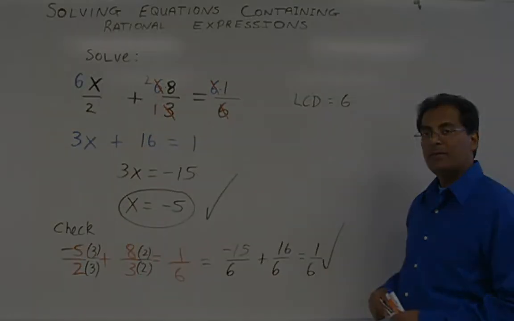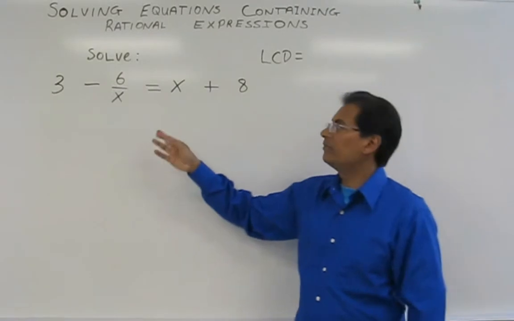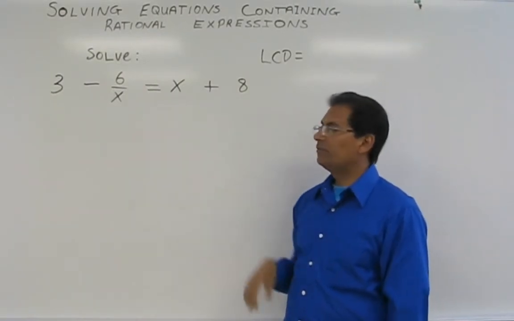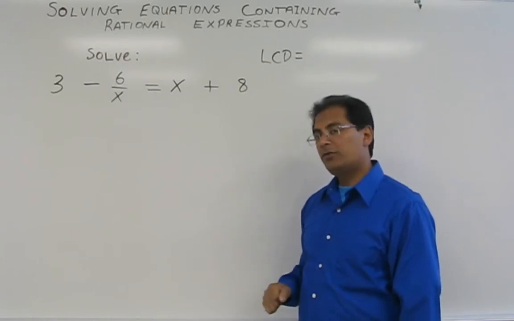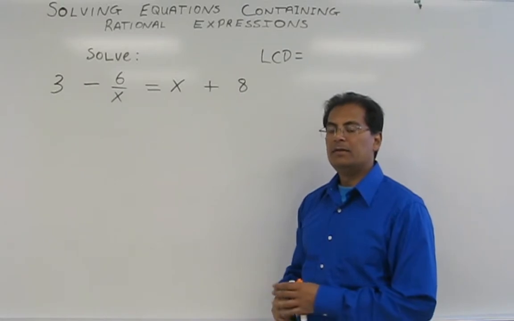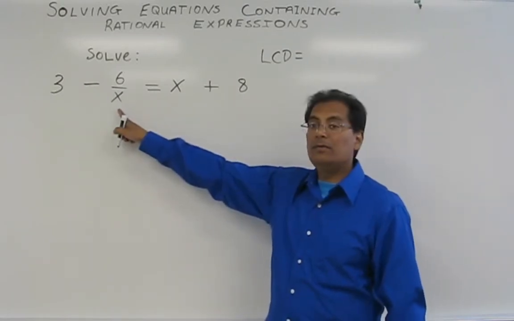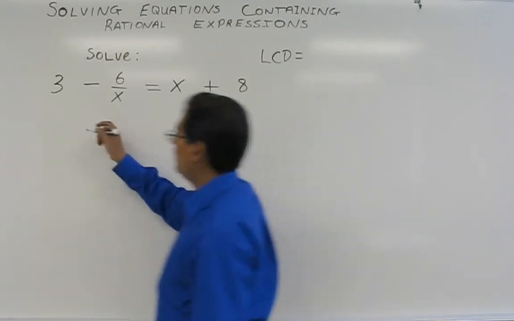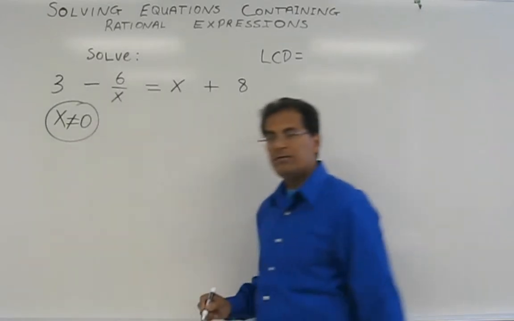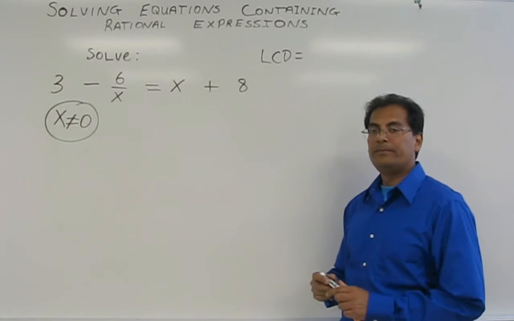Let's take another example. Here we're asked to solve 3 minus 6 over x equals x plus 8. We want to find what value of x satisfies this equation. One thing to note though, before we go on, is what can x not be? You remember we cannot divide by 0. So if x was 0, we would be dividing by 0 here. So x cannot be 0. That's something you want to make a note of as you go through it, before you even solve the equation. x cannot be 0.